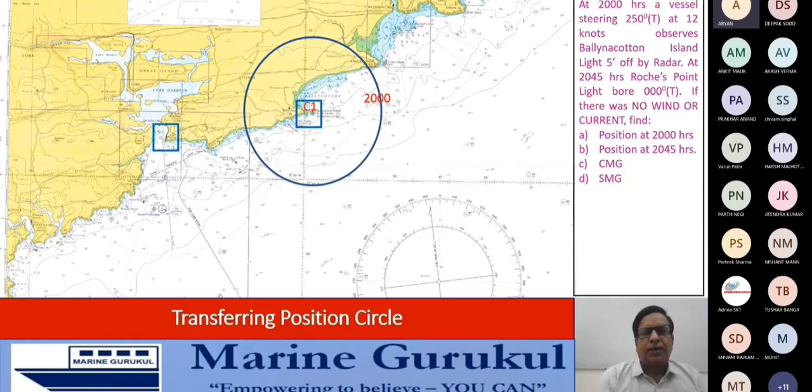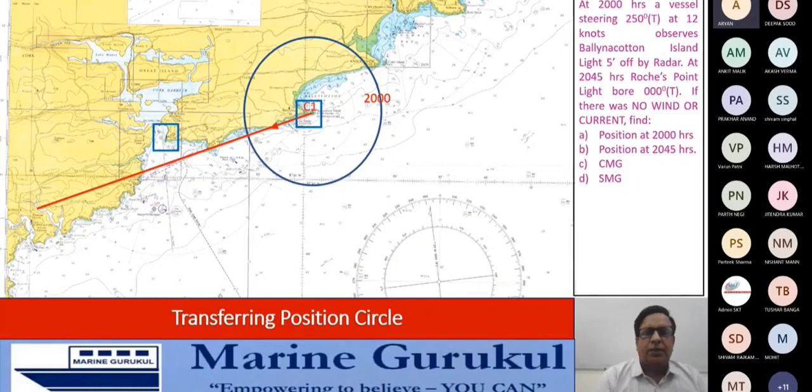We have another position line at 2045. That means we have two observations. First one being a position circle, second one being a position line. They are staggered observations. So what we decide is we run up this 2000 hour position circle to 2045. So we apply the CTS at the center. Why? Because we've just learned that to transfer a position circle, you need to transfer its center. The CTS is represented by one arrow.